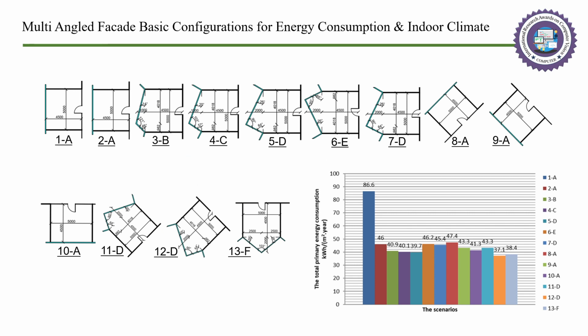The next step is starting the design of the multi-angled facade system through the creation of basic configurations of the facade. 13 scenarios were simulated for the flat facade and the multi-angled facade in different configurations and orientations by the software EDIs. The result revealed that there is more energy saving with the renovation with a multi-angled facade compared to a flat facade, as seen in the diagram at the bottom right. And scenario 5D has the optimal configuration.